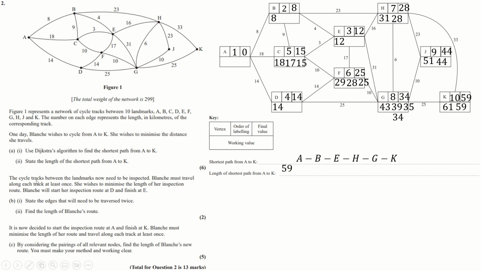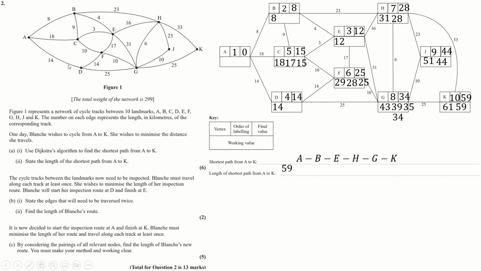Good. The cycle tracks now need to be inspected, so this is a different question. Now we need to use all of the tracks. And now what this is about is points with an odd number of routes coming out of them. Because if you imagine trying to use all 3 tracks going to D, you have to go to D along this track, then you have to leave it again, but then you're going to have to go to it again to cover this track, but then leave through another one again.